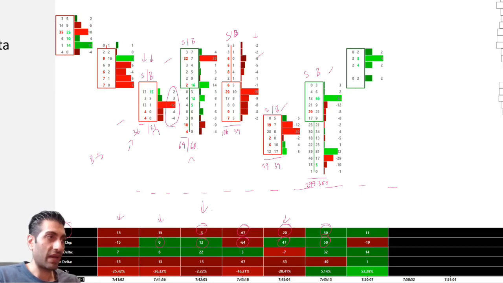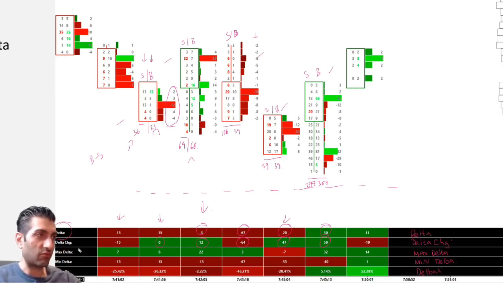Now we're going to look at max delta. And sorry, I know my head's covering these labels somewhat, so I've just gone and written this here.